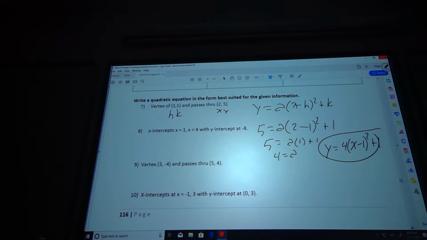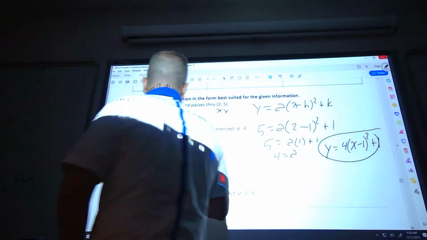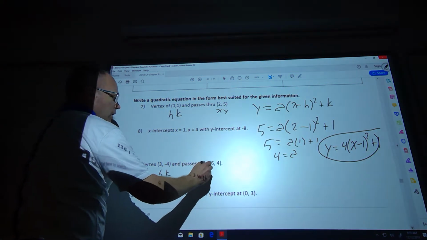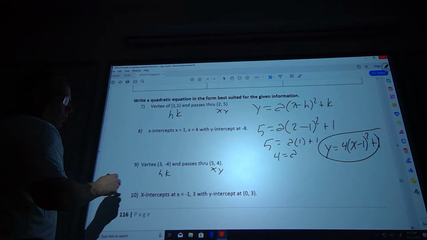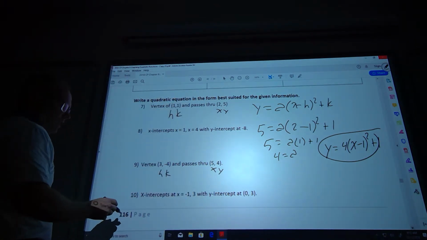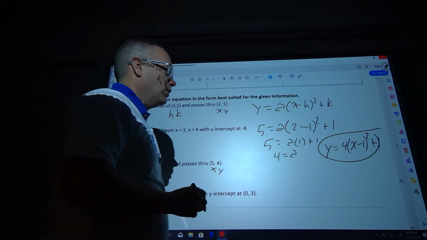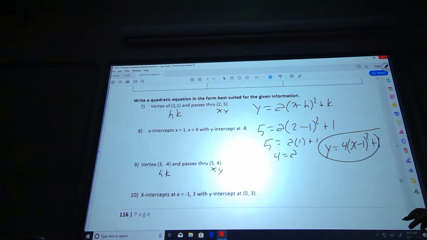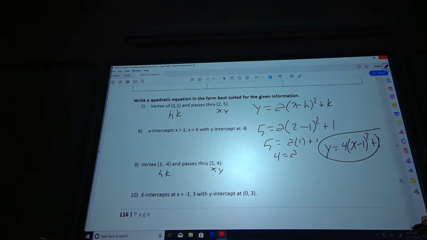Number 8 is going to be done the exact same way. So I have an h and a k value here, an x and a y value here. Plug those in to the exact same method, and you'll be able to solve that one as well. Okay, remember you're solving the a value first.